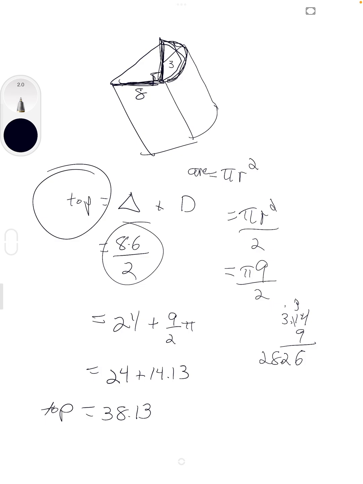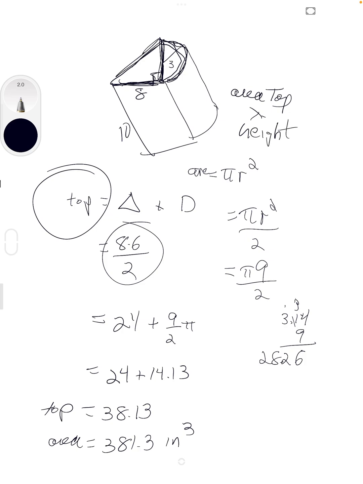Well, how high is this? I don't know, let's say it was 10 high. If it was 10 high, then it would be 381.3 cubic inches or so. So, again, area of the top times height. Sometimes the area of the top is more work. Sometimes it's real easy.